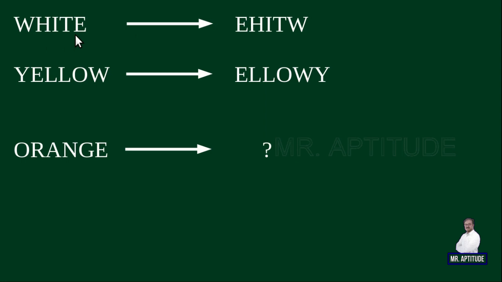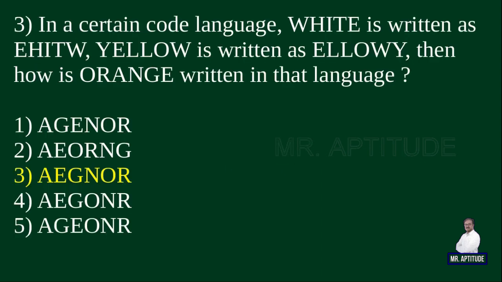When you try to arrange each and every letter of this word in alphabetical order, the required word will be EHITW. In the same way, yellow. If you arrange the letters of the word yellow in the same way, you will get ELLOWY. In the same way, you can answer this question now. Once you arrange these letters in alphabetical order, your answer will be AEGNOR. So your answer will be option number 3.